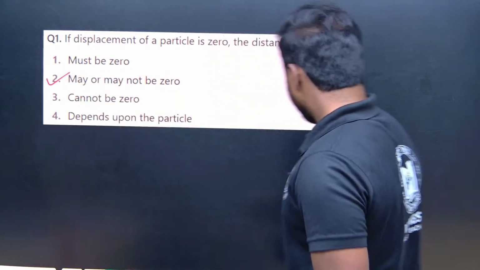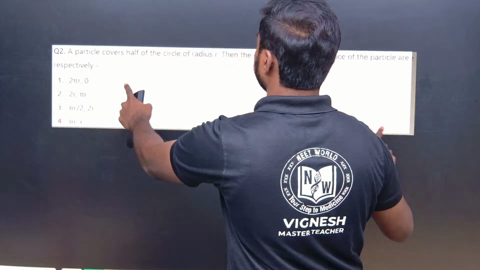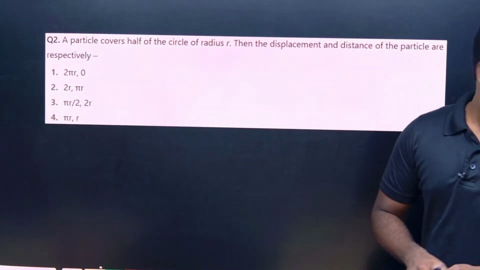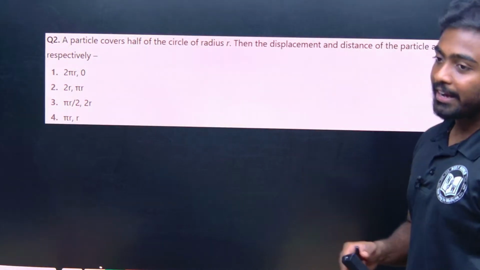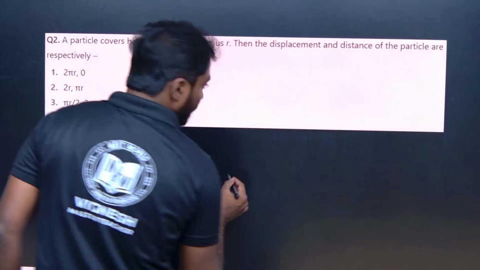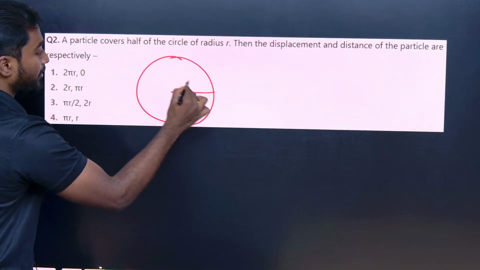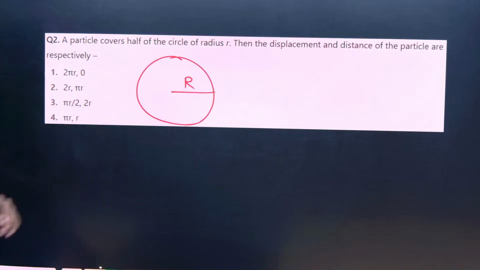Right? So next question. A particle covers half of a circle of radius r. So there is a circle which has a radius r. Then the displacement and distance of the particle are what?